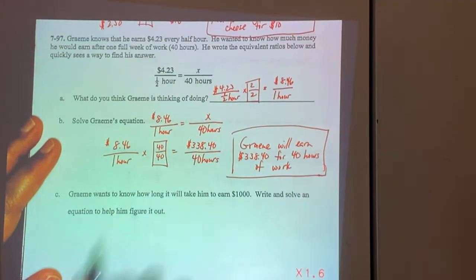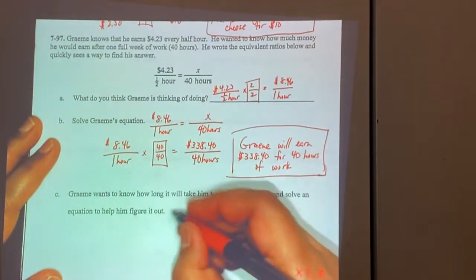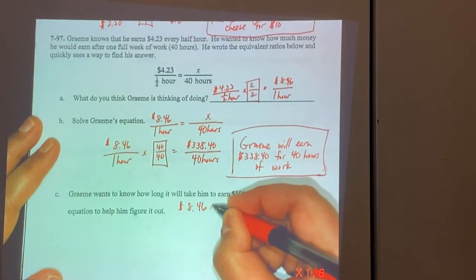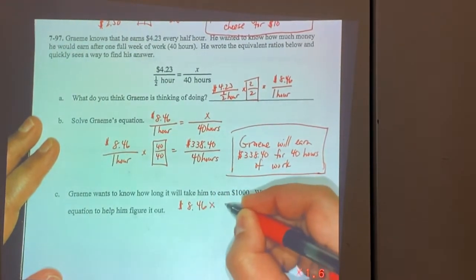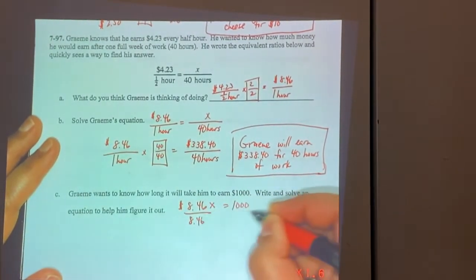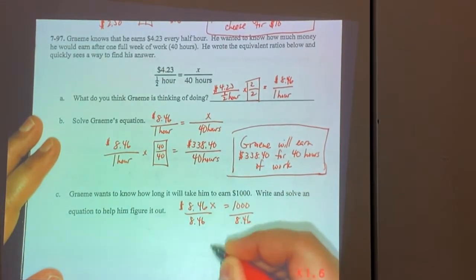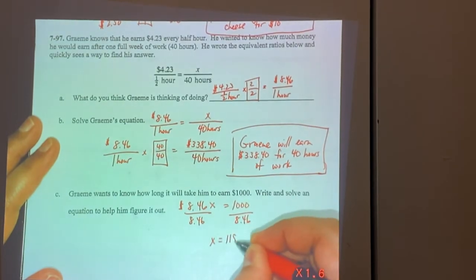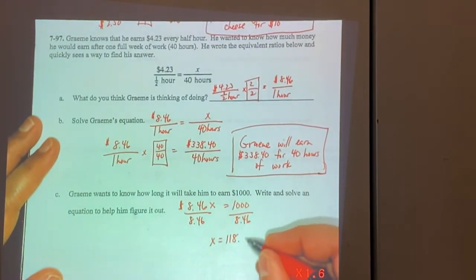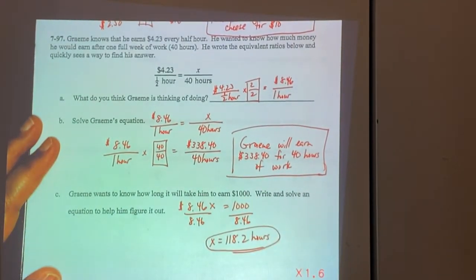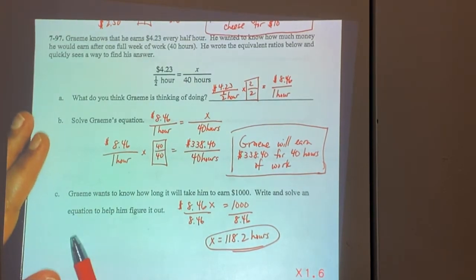Okay, so he's making $8.46. So what am I gonna have to multiply 8.46 by to get 1,000? Divide by 8.46. X will equal 118.2 hours. Well, he's got to work a long time to get $1,000. Oh my gosh.